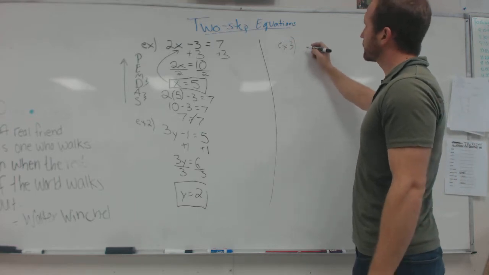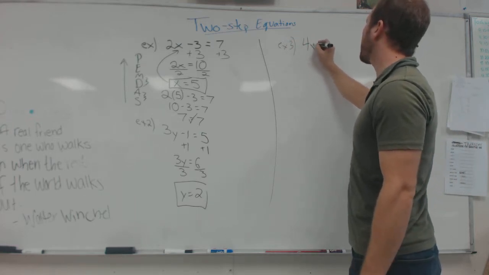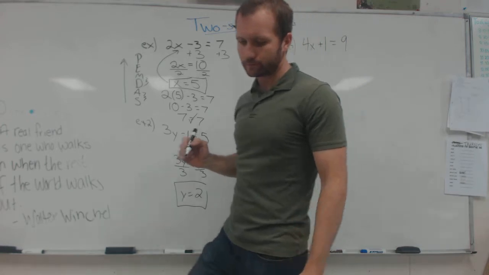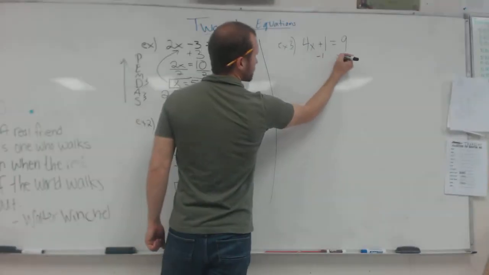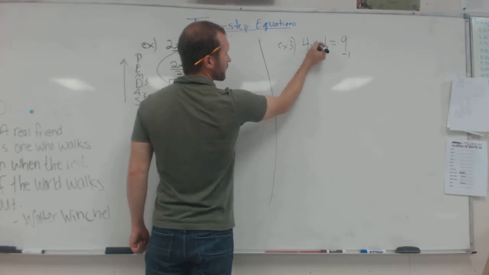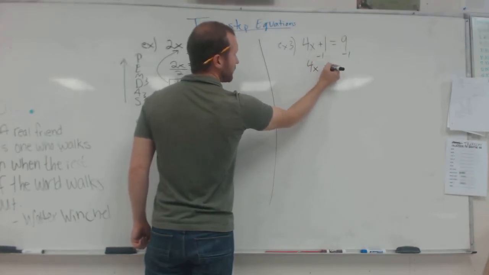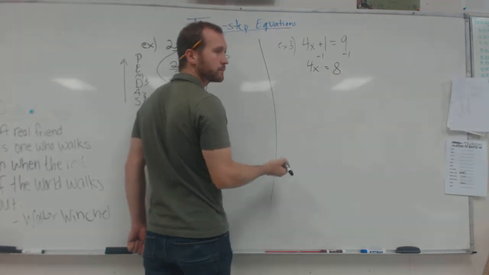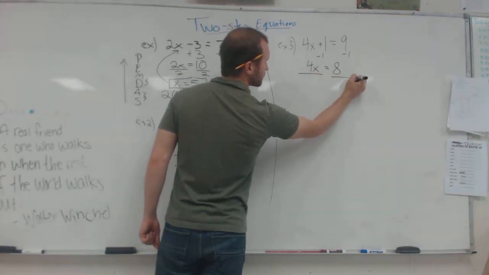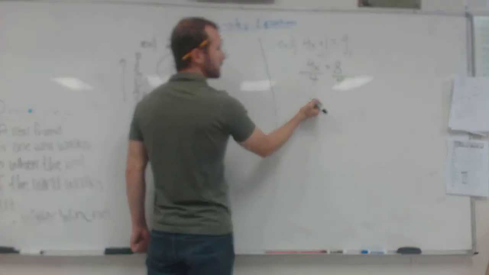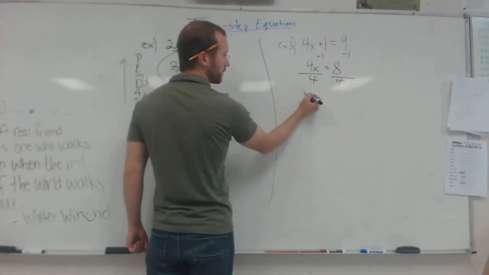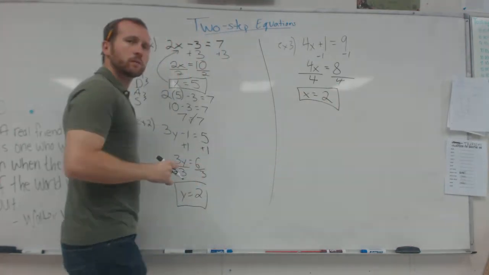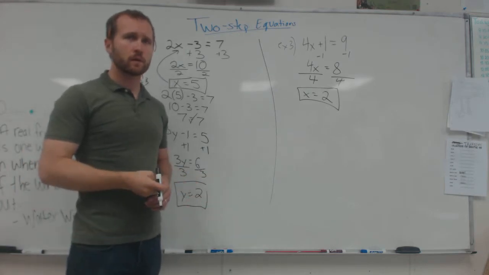Example 3. What if I had 4x plus 1 equals 9? You subtract 1 on both sides. Good. First step, subtract 1 on both sides. What do I have over here? 4x. My 4x is still left. What do I have over here? 8. Next step. You divide by 4 on both sides. Yes, very good. What's over here? x. And 8 divided by 4 is 2. Pretty straightforward, right?